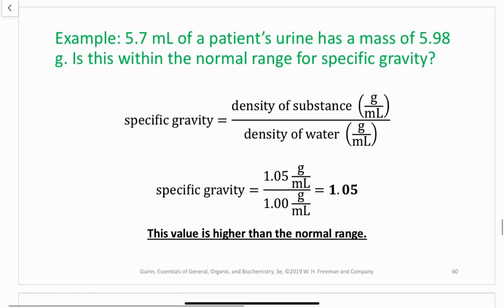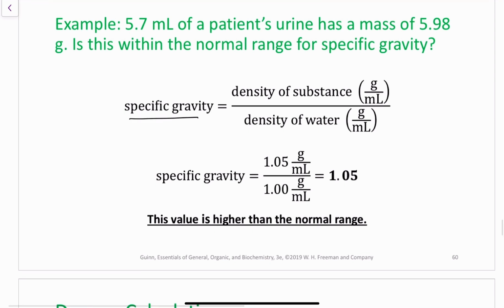Okay, so once we get the density of the sample, now we're going to use the formula for specific gravity, which is the density of the substance over the density of water. We just got the density of the substance: 1.05 grams per ml, divided by the density of water. We all know the density of water is 1 gram per ml. So you're going to get a specific gravity of 1.05. And this value is higher than the normal range that we already discussed on the previous slide. So that means this patient has some problem with the kidney, right? So this is how you normally calculate specific gravity.